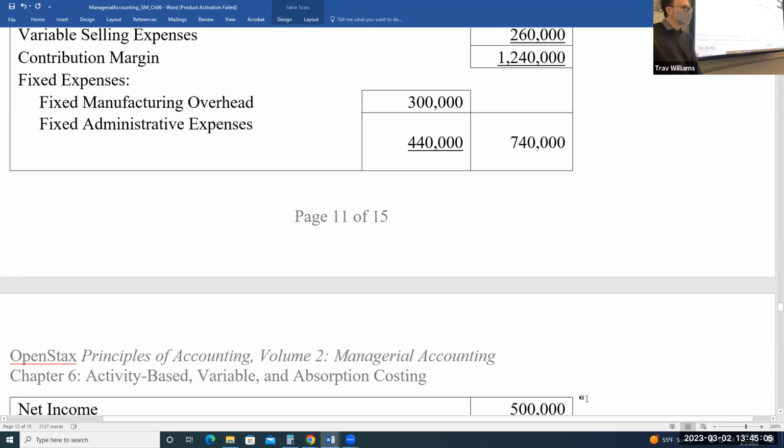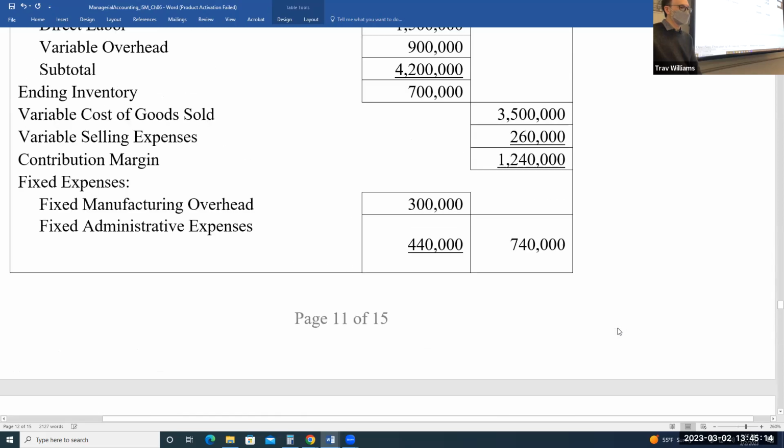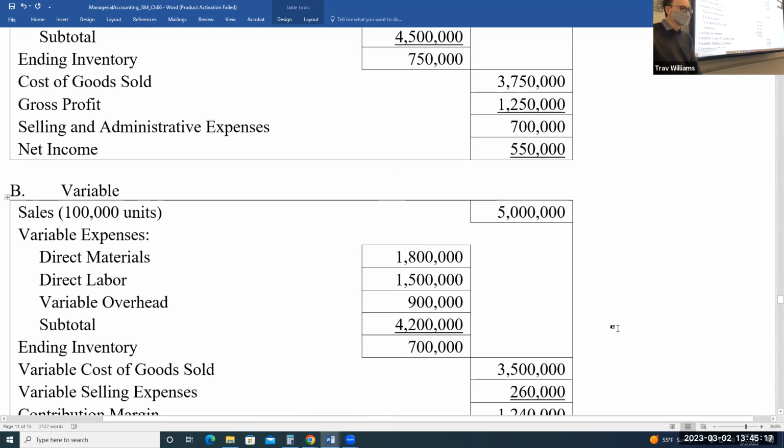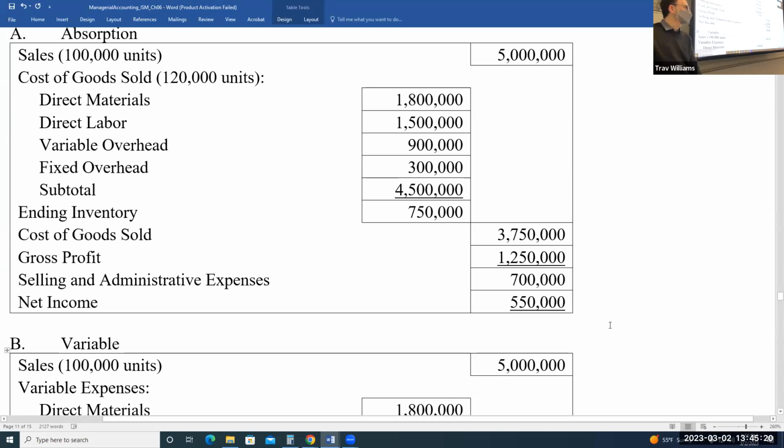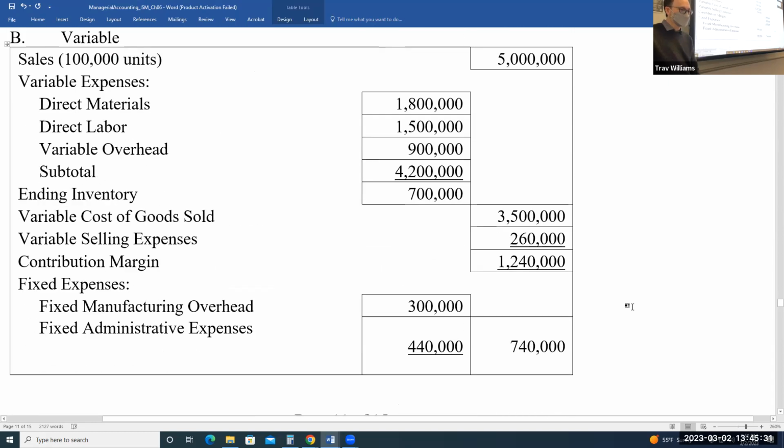The net income from absorption was 550,000, right? And from variable, it's 500,000. That's a $50,000 difference. What happened? Where did that $50,000 go? It's all the same numbers, right? The same fixed costs, the same variable costs. What happened to our $50,000? Exactly. Yes.